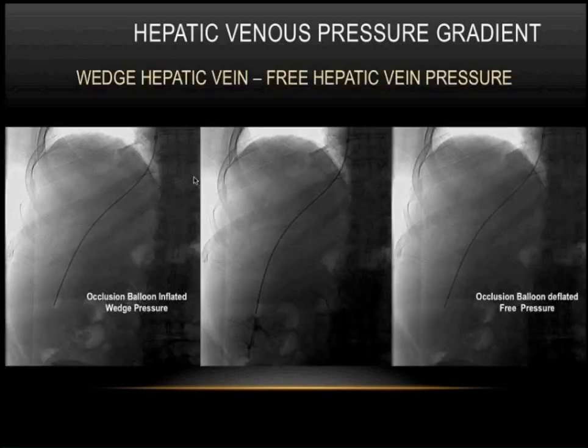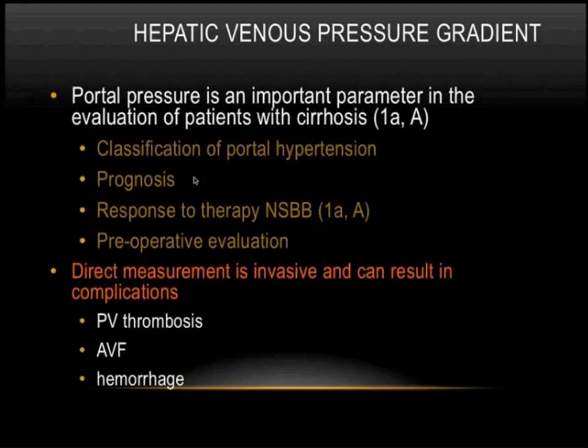This is an example of how we measure it. You must use a balloon. I know some people use a catheter and wedge it in the liver, but it's not the right technique, as shown in a paper recently published last summer. It's an important parameter because it allows us to classify portal hypertension as decompensated or compensated portal hypertension.